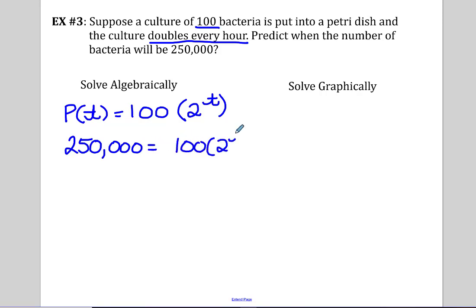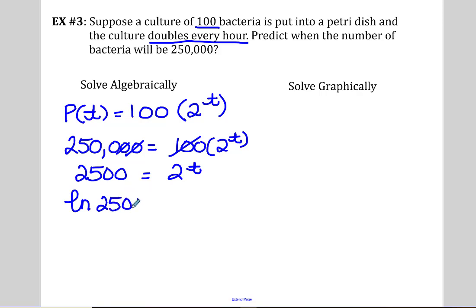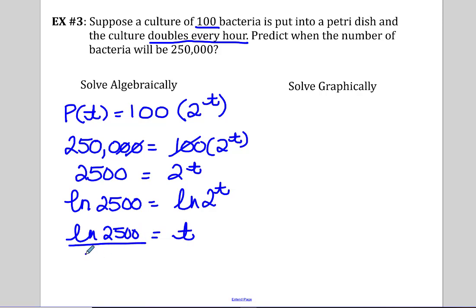and we could figure this by dividing out by 100. So 100 leaves us 2,500 equals 2 to the t. So if we want to solve for t, we need to take the natural log of the left and the natural log of the right, and then use the properties of logarithms. So t comes downstairs, and we're looking at the natural log of 2,500 divided by the natural log of 2.